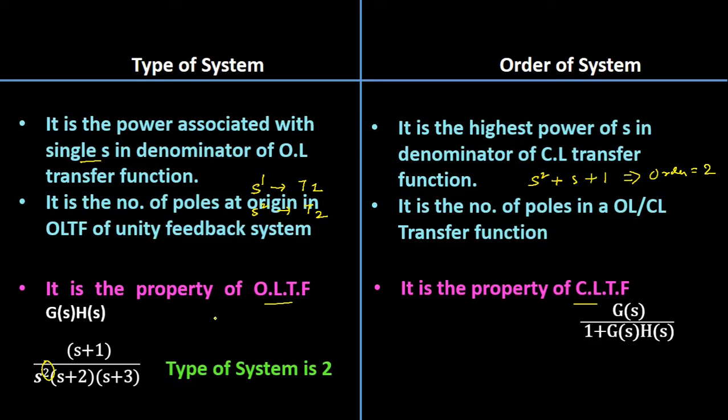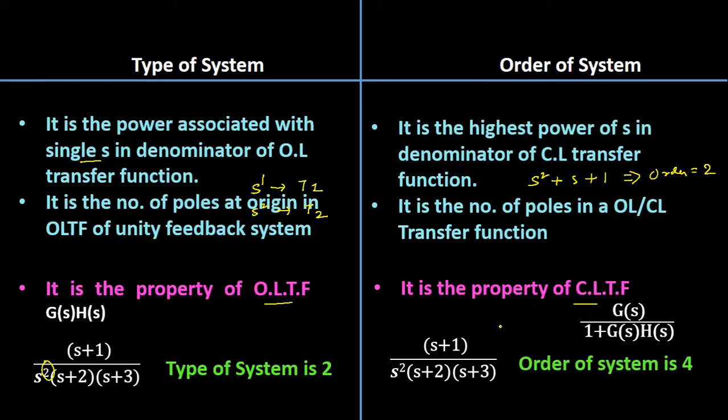Okay. And the same example we are taking for order of the system. The definition is that it is the highest power of s in the denominator of the closed loop transfer function. So here one s is there, here one s is there, and here s to the power 2 is there. So the total power will be s to the power 4. So the order of the system will be 4 here.